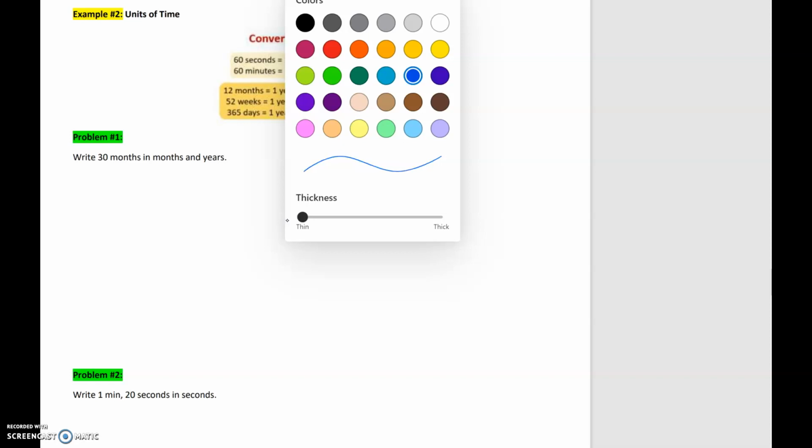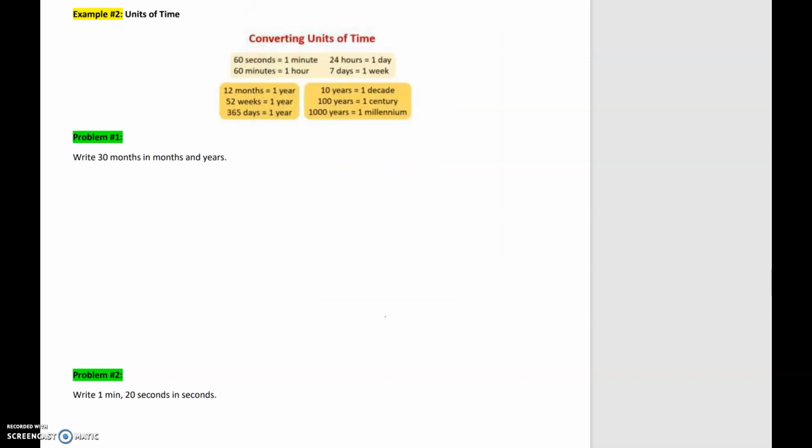Hi class, we're going to be taking a look at example 2, which is the second set of problems, and in this case we're dealing with units of time, and these are the most common conversions that you're going to be looking at. And let's take a look at problem 1. In this case they want us to express this in months and years.